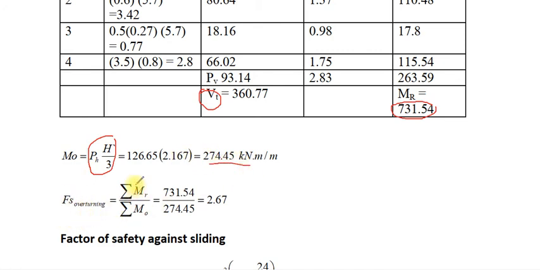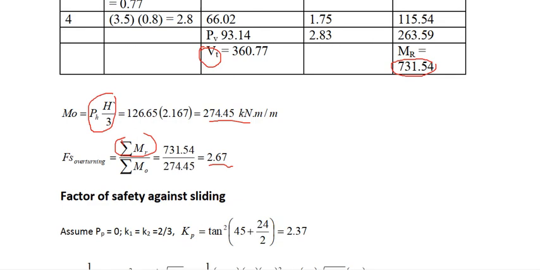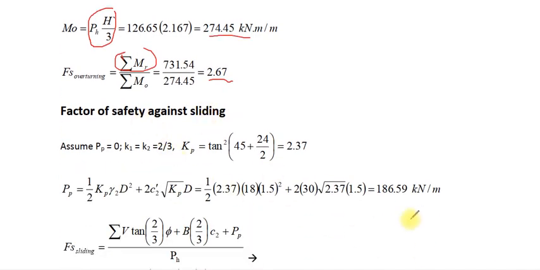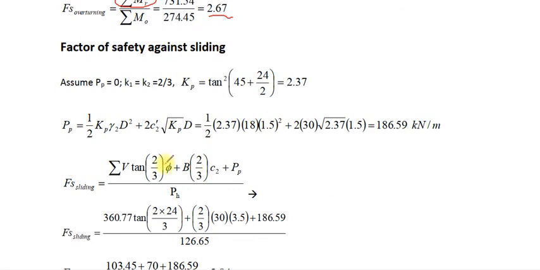Factor of safety against overturning, summation of the resistant moment over M0 gives us 2.67. Greater than 2, it may be accepted. Factor of safety against the sliding, also the vertical force total here, the base of the retaining wall, the resistance force here, and this force tries to slide the retaining wall, and this force resists the sliding.